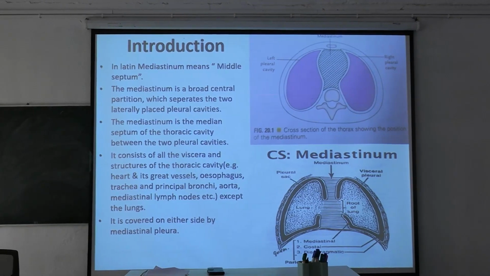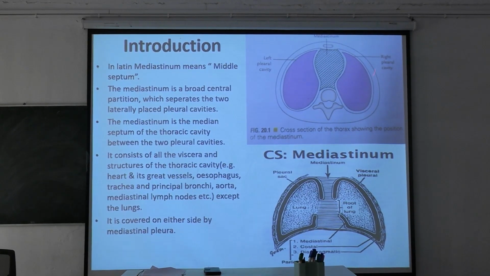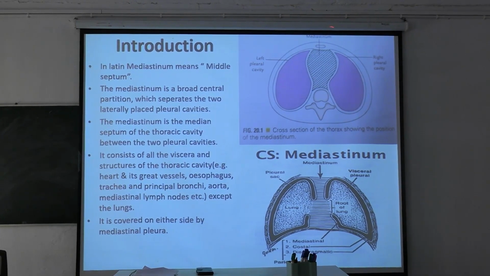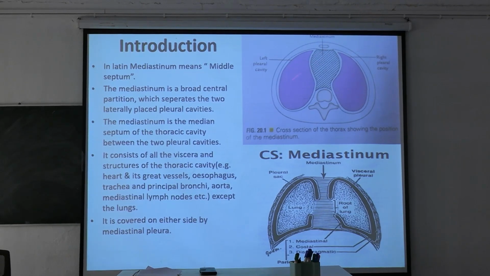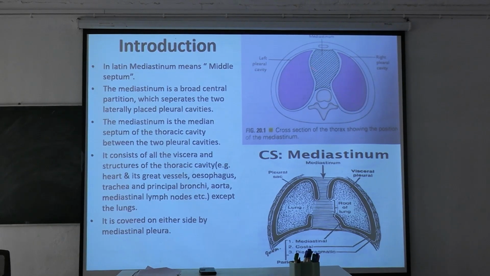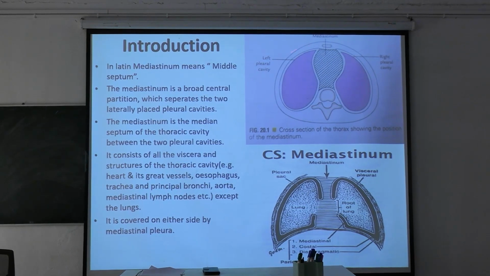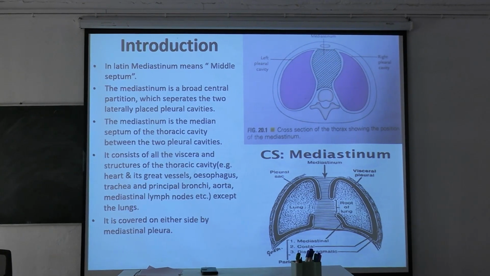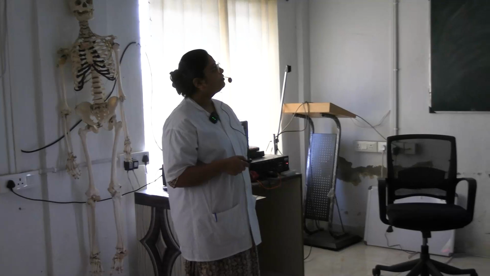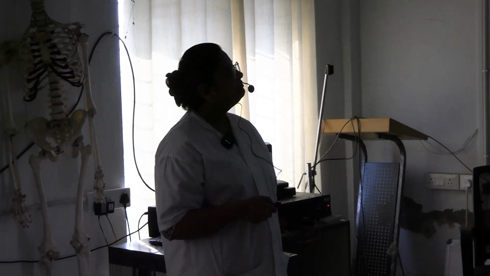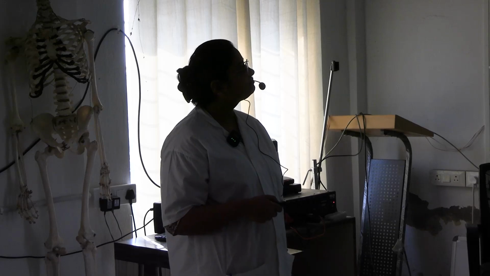So mediastinum, in Latin, mediastinum means middle septum. See, this shaded area is the mediastinum. On the two sides of the mediastinum, there are the lungs and the pleural cavity. Okay. So the mediastinum is a broad central partition which separates the two laterally placed pleural cavities.